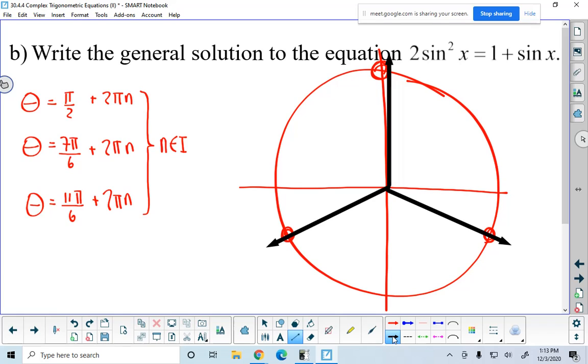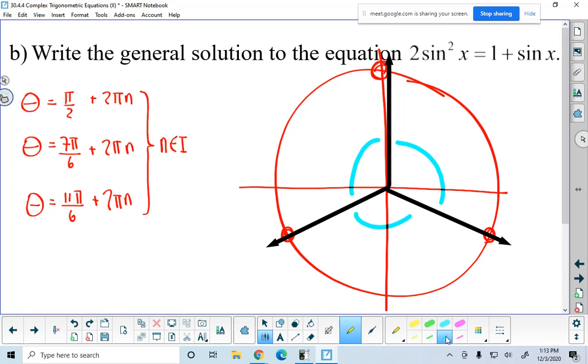And what's interesting about this diagram is that this angle is 120 degrees, and this angle is 120 degrees, and this angle is 120 degrees. These angles are all 120 degrees, which means these terminal arms are all 120 degrees away from each other.